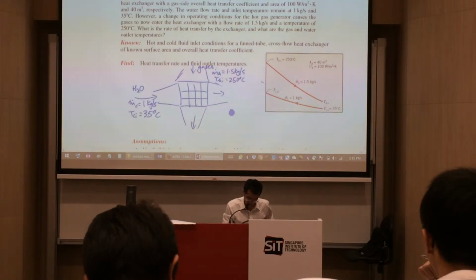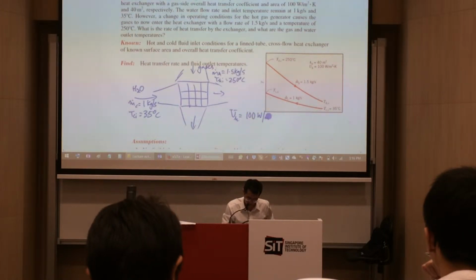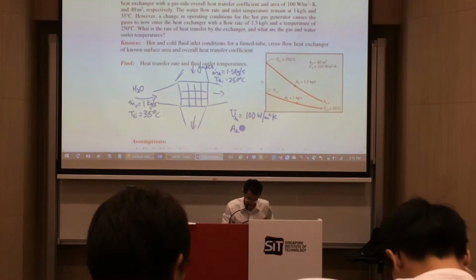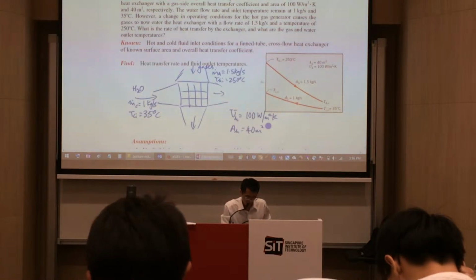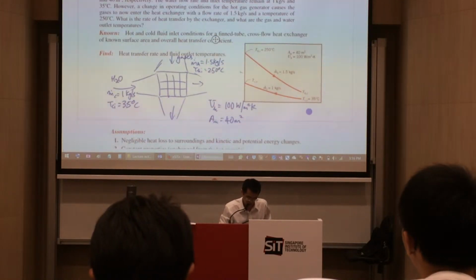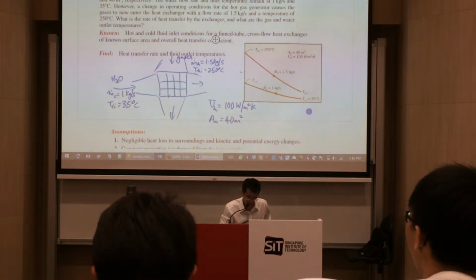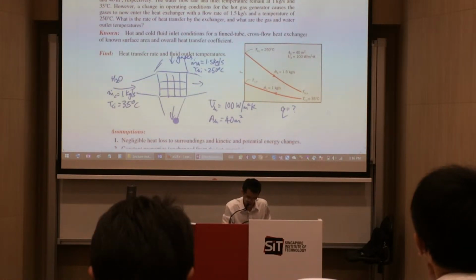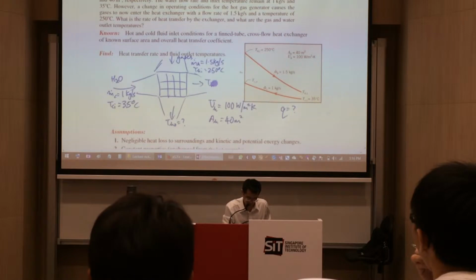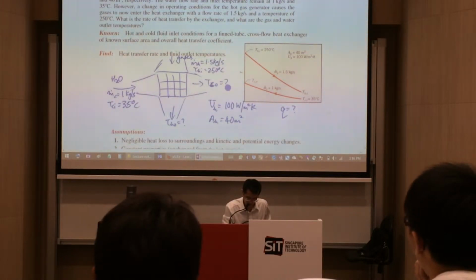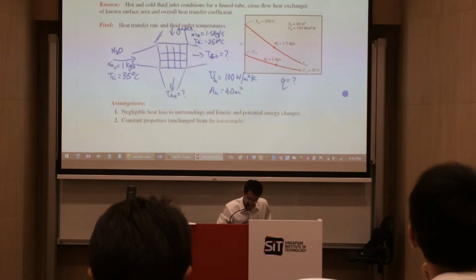And these are just about all the conditions that are given. You have your UH equal to 100 watt per meter squared Kelvin. AH given as 40 meters squared. So the question wants to find out what is the rate of heat transfer, what is Q. Also, it wants to find out your outlet water and gas temperature, so this T_H,O and this T_C,O. Wants to find out these two things.